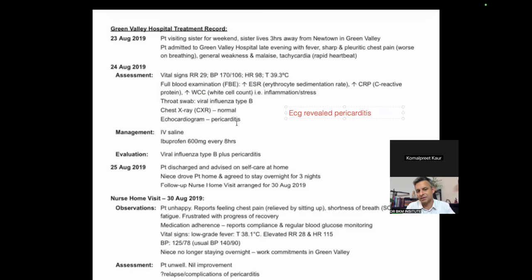I can't miss this. So patient was given IV saline and ibuprofen. Evaluation, she was assessed with viral influenza type B plus pericarditis. On 25th, patient was discharged, and because we have given the treatment after this, what I will try to do is write this after this and this after that. This treatment was given and then she was discharged on 25th.